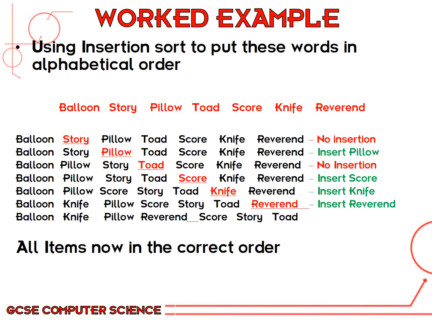So let's look at an example. Makes it really easy. Using insertion sort, put these words in alphabetical order. So in other words, A to Z. So we look at these words and we go, right, hang on a second. What do we need to do?